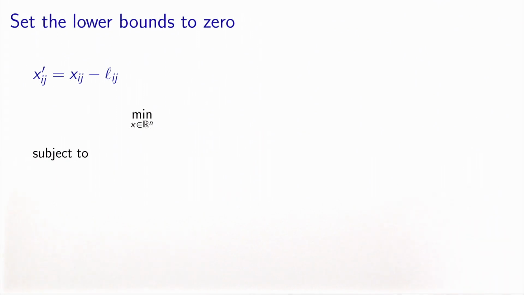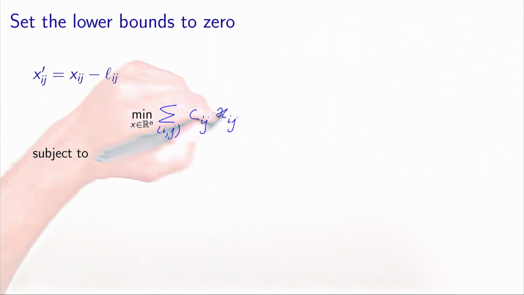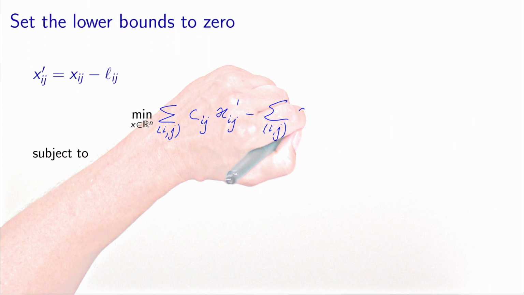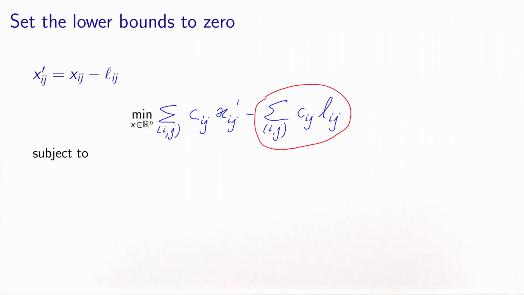So we define the new variables x'ij to be equal to xij minus Lij, where L is the lower bound. Now the objective function is the sum of the new variables times the cost, minus the sum of the lower bounds times the cost. But this last term is a constant. It does not involve any decision variable, so it can be omitted from the objective function without any problem. It doesn't change the solution of the problem. So we are left with the sum of the total cost for the new variables x'.